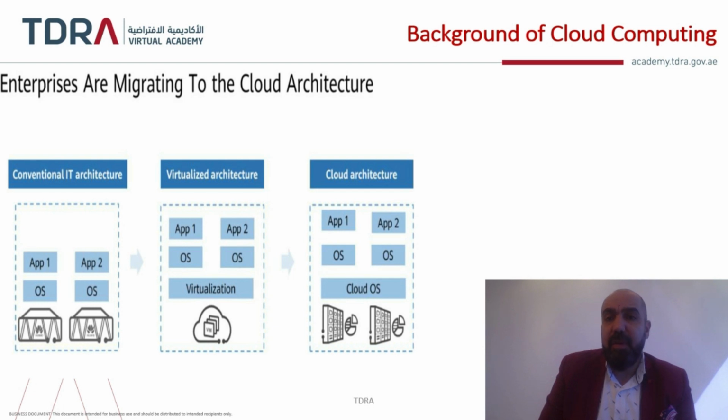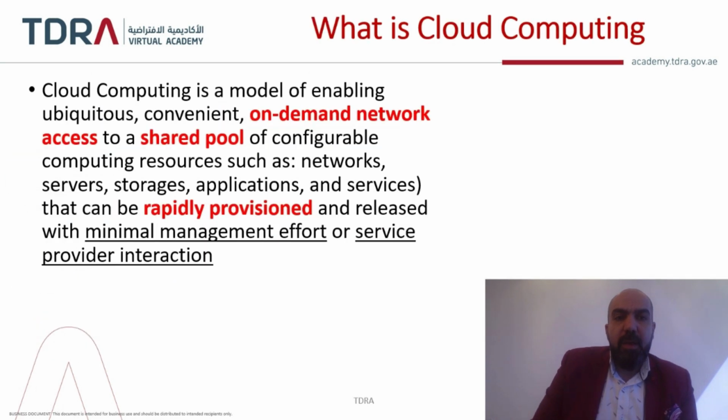So it's really amazing, and it really makes a difference. Moreover, your infrastructure is available all the time. So again, what is cloud computing? After this explanation, it's a model of enabling ubiquitous, convenient, on-demand network access. Why is it on demand? Because my servers and applications are in the cloud, so I can reach them anytime, wherever I am.